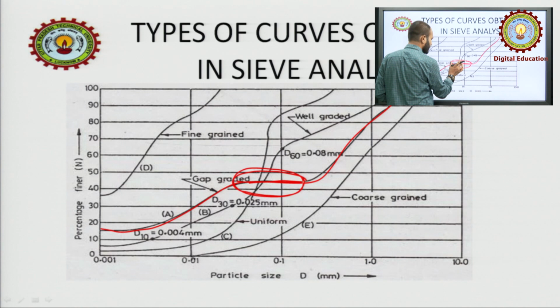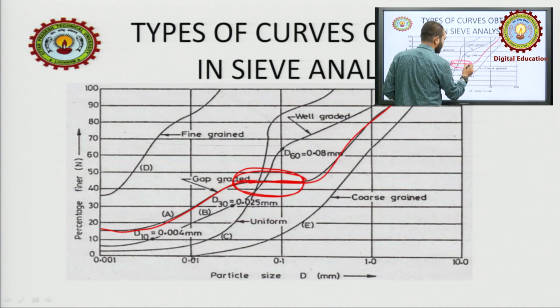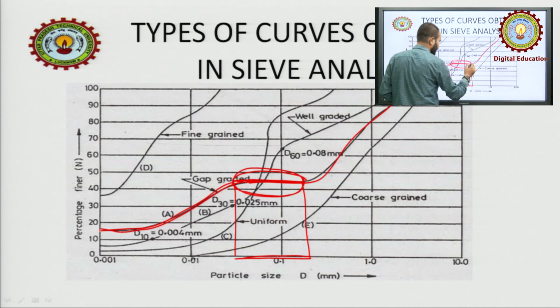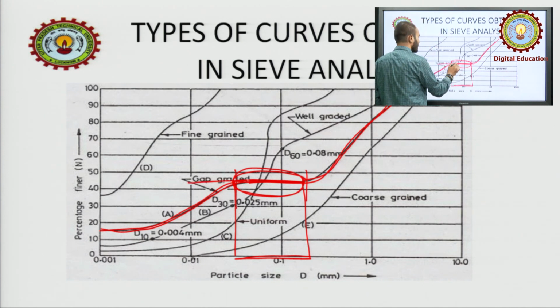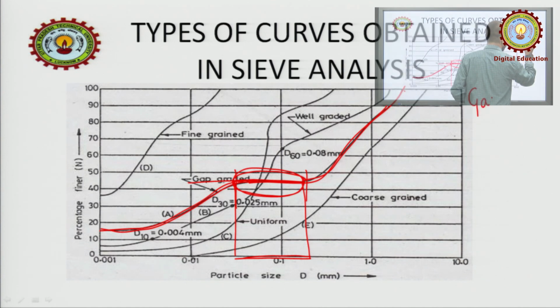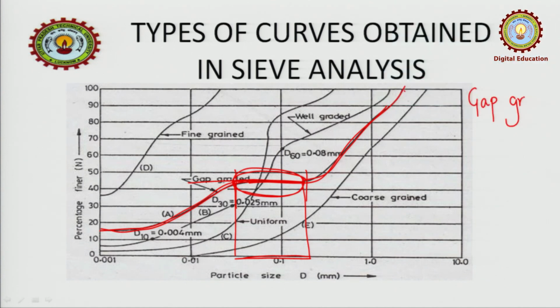It means that in this region, it does not have any soil particles of this size, from here to here. It has particles here, it has particles here, but it has no particles in between, which means there is a gap in particle size in this region. So it is called gap graded. Do you understand this? That is gap graded.